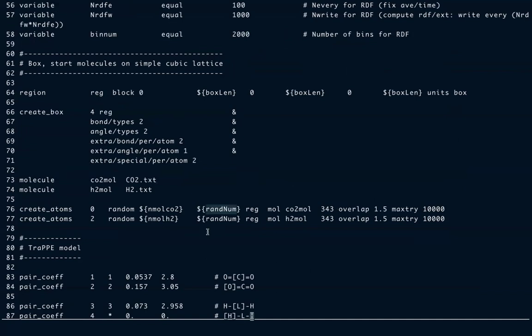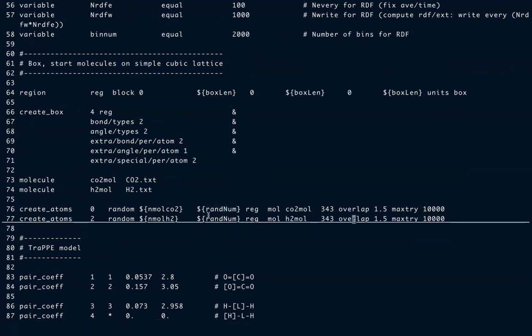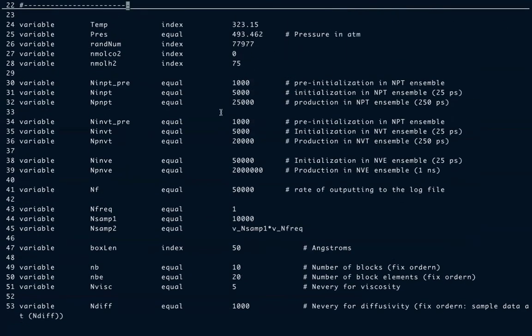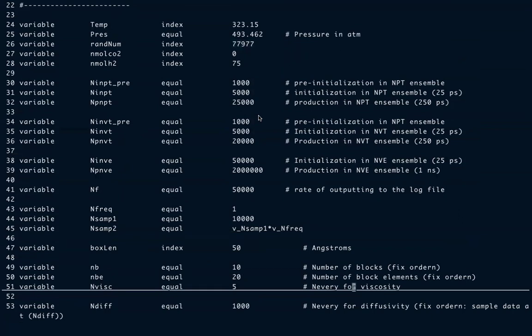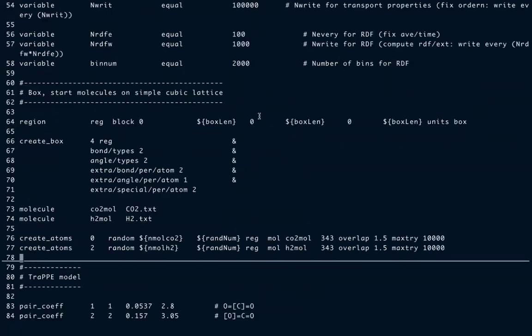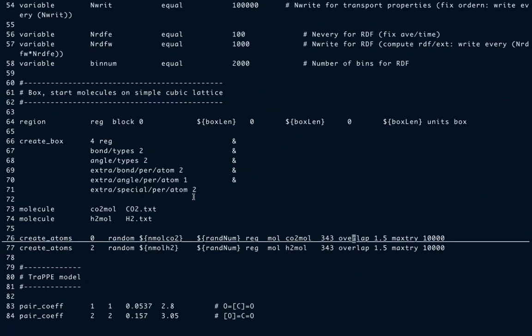And now you can place molecules randomly in any possible way. And for deciding the randomness, you have a random number generator, which I've specified here at the beginning of the script, which is 77977. And so every time you change a random number generator, it's going to generate a new configuration of these molecule positions. And it's going to say that please put it inside a region, which I've defined here, REG. And then it's going to say the molecules, please add the molecule CO2 mol. And then 343 is once again a random number that I've given here.